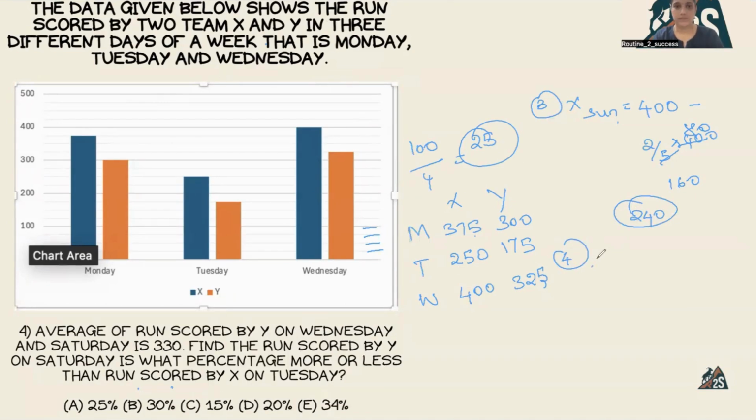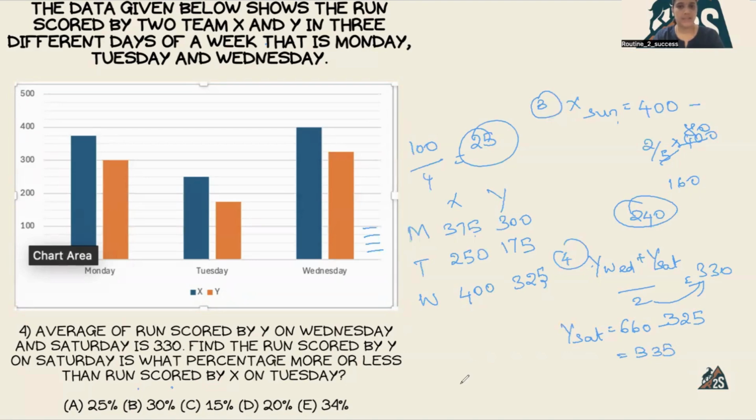Now the average formula. Y on Wednesday and Y on Saturday divided by 2 is 330. We know the Y on Wednesday value, so we have to take this 2 and multiply here. So Y Saturday is equal to 660 minus Y on Wednesday, which is 325, so it is 335. Did they ask for this?